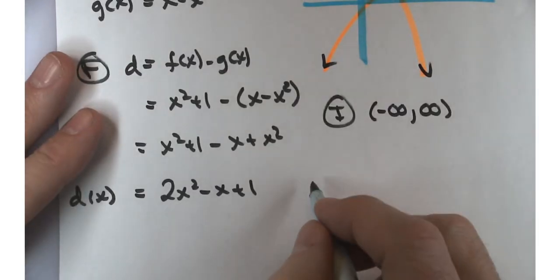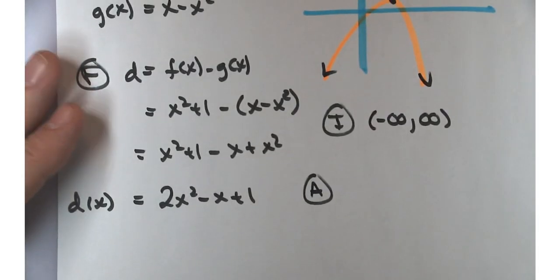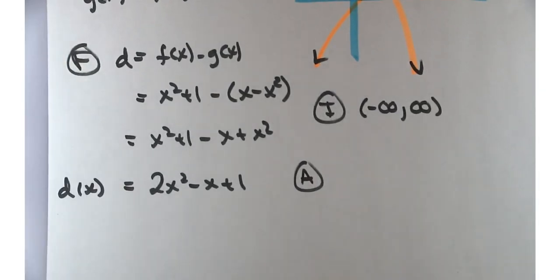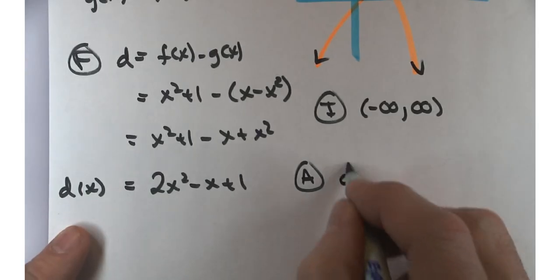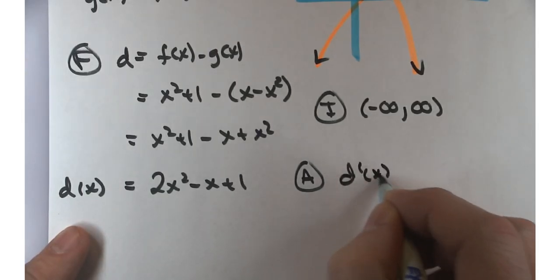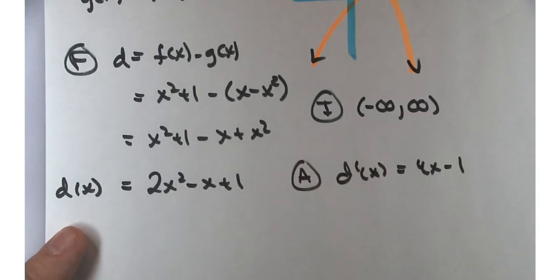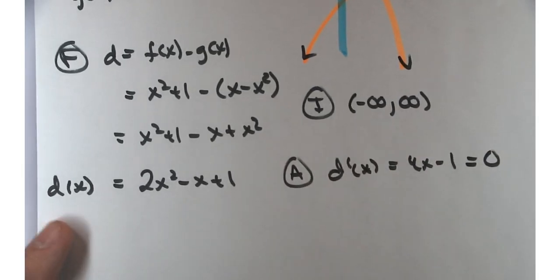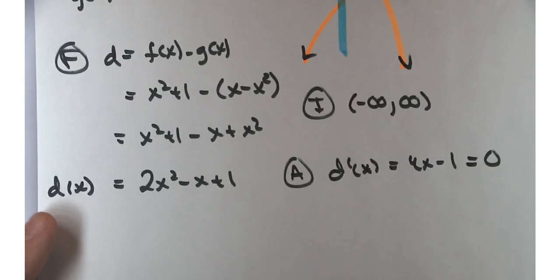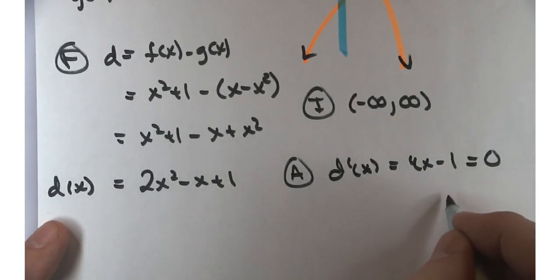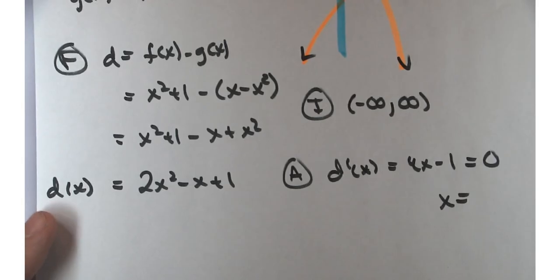Last but not least, the analysis. If all you've got is a hammer, then everything looks like a nail. Derivative. Yep, derivative. Thank you. Our only hammer right now is the derivative. So let's take the derivative, d prime of x, 4x minus 1, and I want to know where that's 0. Okay, that should be pretty easy. Where does this equal 0? 1/4.